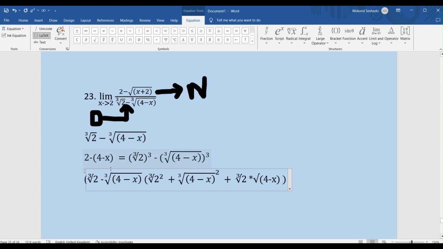So I've rewritten the equation 2 minus 4 minus x, which is nothing but my x minus 2, right? So I've rewritten, look at the beauty of algebra, right? So you have a very simple equation, which is x minus 2. You can rewrite that as 2 minus 4 minus x, and then you can further expand it using the formula a cube minus b cube and write it in a different way. And that's what is going to help us solve this particular problem, right?